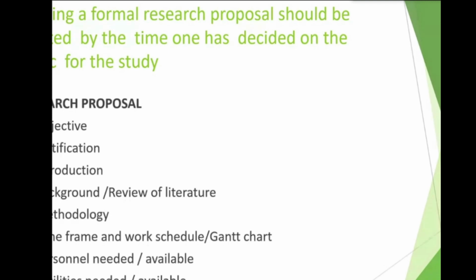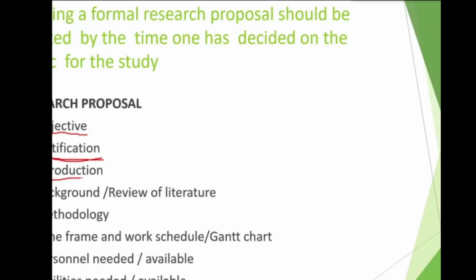The first part will be the objective of the research proposal, which means that you will make sure that your research proposal has a clear objective. You want to know how you can achieve that particular objective. Then you say a scientific justification, which means why that particular thing has to be studied at all.